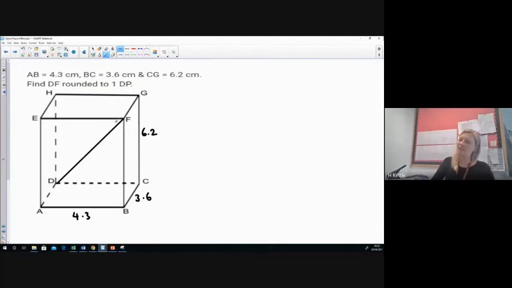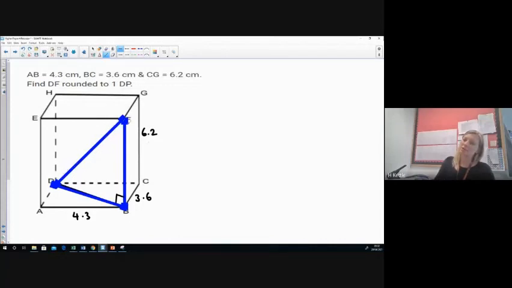Now, to get DF, it's obviously going diagonally across the cuboid. We need to make a right-angled triangle using that. Let's use blue. So this is a right-angled triangle because we would get a right angle here, and that's going to enable us to get this side using Pythagoras.